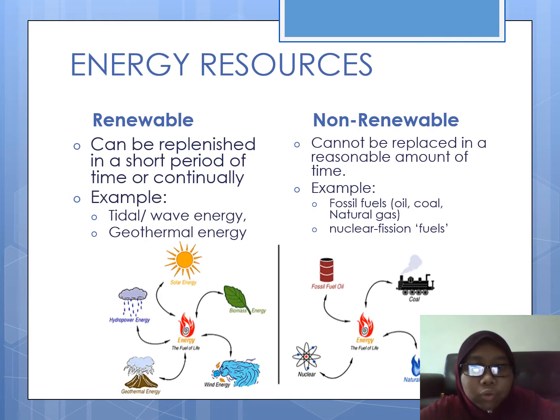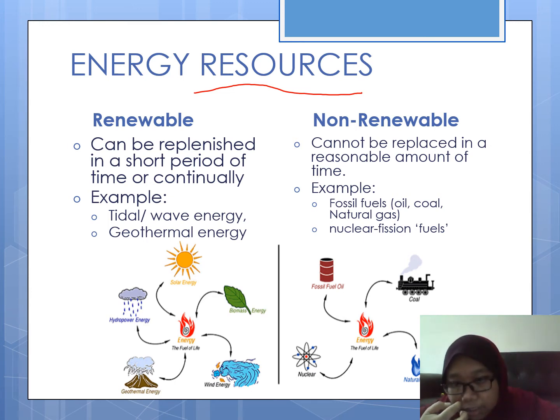Okay, then we have two types of resources. First is renewable energy and another one is non-renewable energy. Okay, this one you already learned from your schools, where renewable energy is energy that can be replenished and it can be produced continuously, okay, non-stop, because it can always be available. For example, from plants, trees we can replant, okay, that is renewable energy. Another examples are wave and also geothermal.